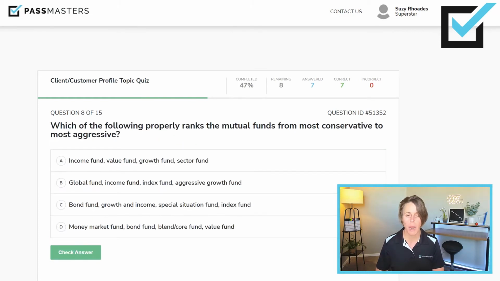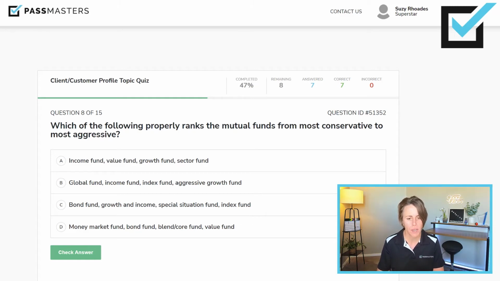Which of the following properly ranks the mutual funds from most conservative to most aggressive? So conservative first. Let's just look at the first choice here. We have income fund, global fund, bond fund, money market fund. Which of those is the most conservative? Oh, the money market fund for sure. So let's just look at that one. Money market fund would be on the conservative side, right? On the fixed income side, it would be almost at my fingertips there. Bond fund, blend core fund, and then value fund. So I think I like that one, but I'm going to check the others.